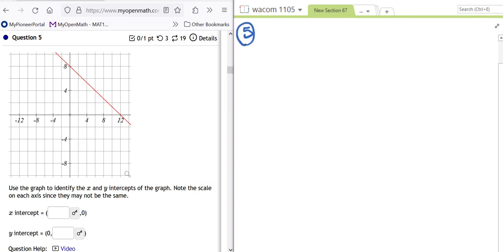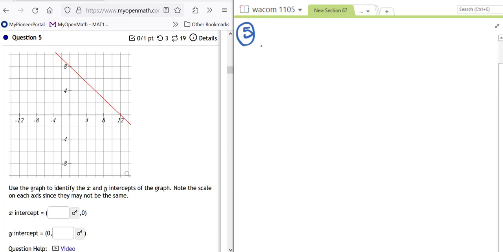Okay, this one is giving us the graph, and they want us to identify the x and y intercepts. So this is different than slope. We were using slope with the others. The intercepts are the points where the graph crosses the x and y axis. And so the x-intercept is going to be here at 12. Let me use my mouse so you can see where I'm looking at the 12 on the x-axis.